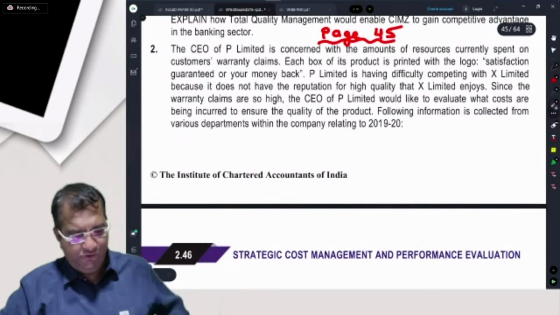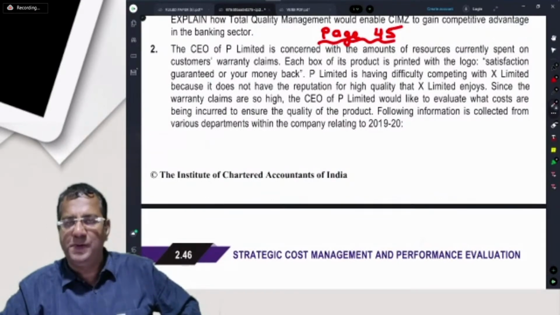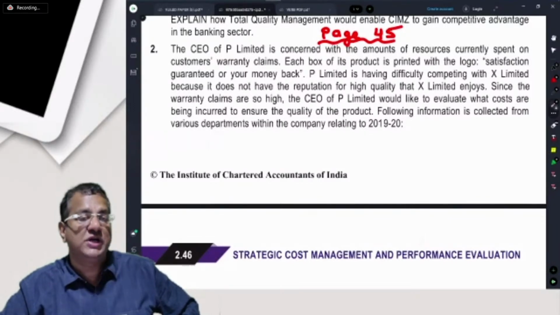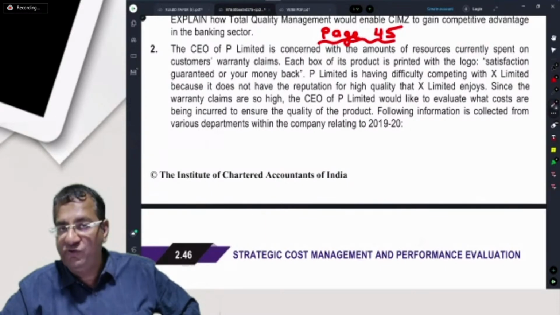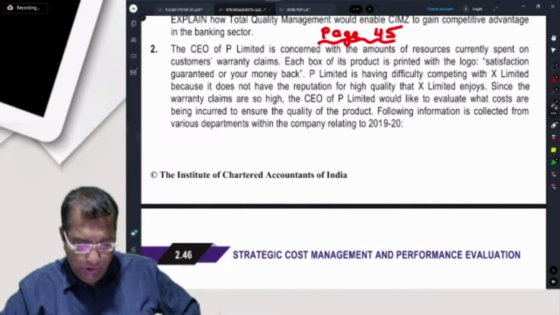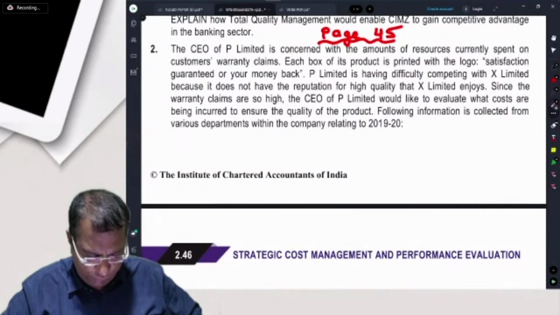Okay, beta, can I start question number 2? Okay, so this is comparatively a very simple question. One special question is waiting for you, which requires minimum 60 minutes to understand that particular question and solve it. So we will hardly devote 7 to 10 minutes to this particular question, and the remaining time will be devoted to question number 3, a very special question of cost of quality.